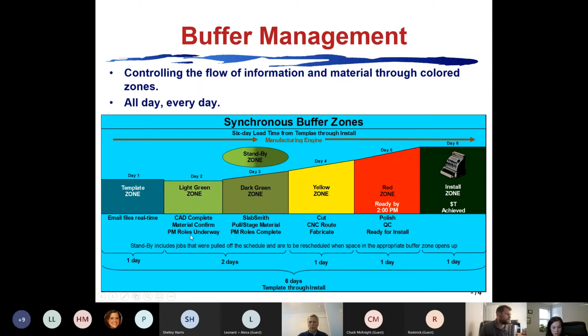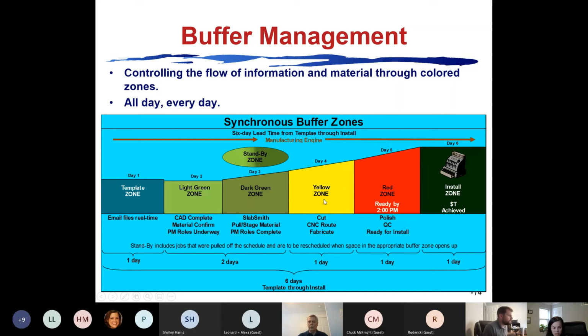This is where the project manager roles are underway. The dark green zone is things like slabsmith, pulling, staging material. That's when the project manager roles are complete. If a job gets pulled off the schedule, it goes in the standby zone, where we know where to grab it and pull it back in when it's ready to move again.